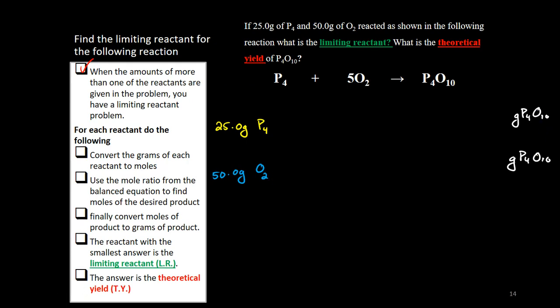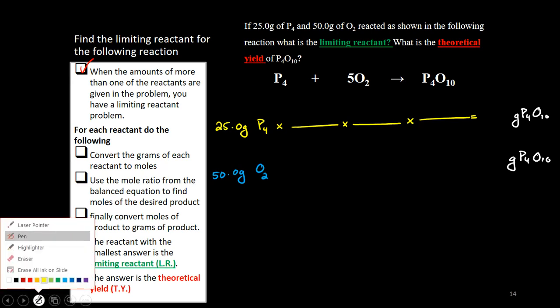Okay, so let's convert grams of P4 into moles of P4. Then from moles of P4, I have to go to moles of P4O10. And then from moles of P4O10, I have to go to grams of P4O10. That's going to be 3 conversion factors, because remember, going from mass to mass is going to be 3 conversion factors. Doesn't matter what the scenario is, that is always going to stay constant.